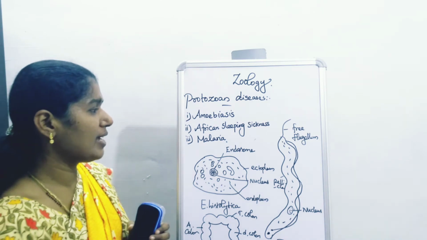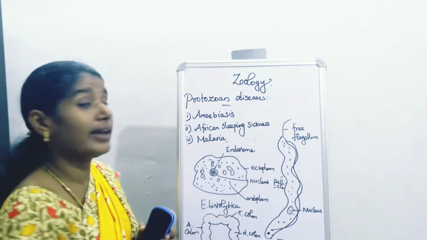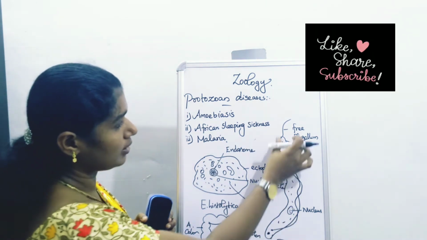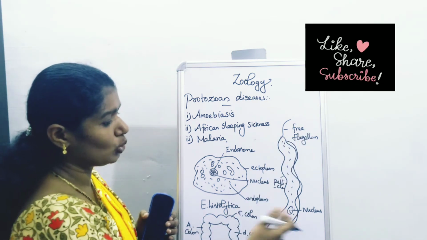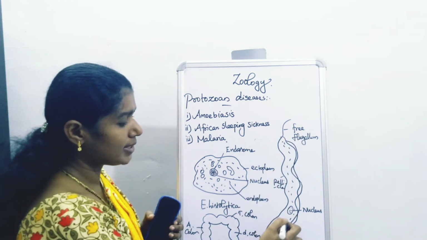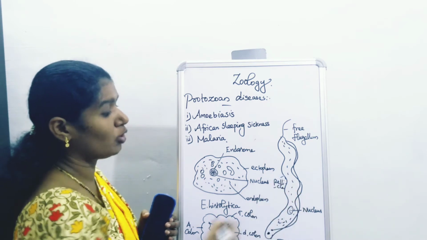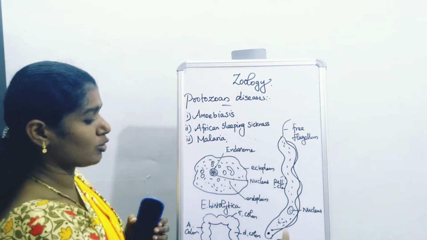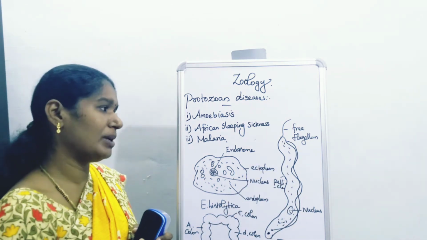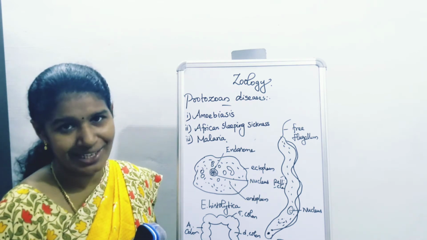Here I have drawn the Trypanosoma diagram. It has a free flagellum, a nucleus, and food granules, and the outer layer we can call the cell membrane. So this is the structure of Trypanosoma gambiense. Normally the person feels as if asleep.